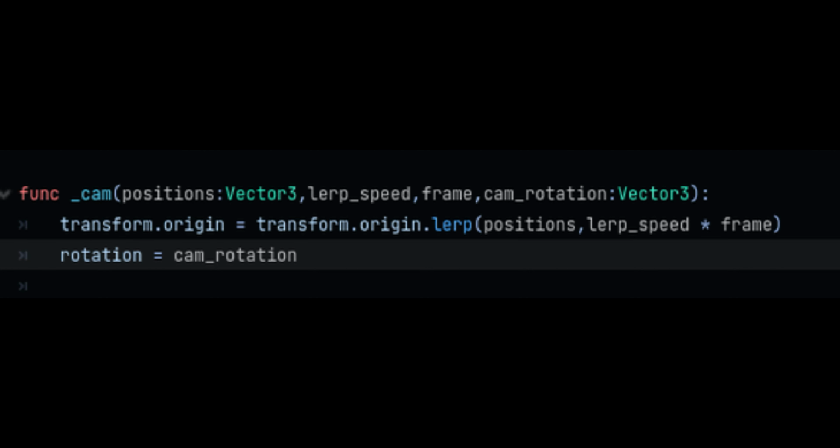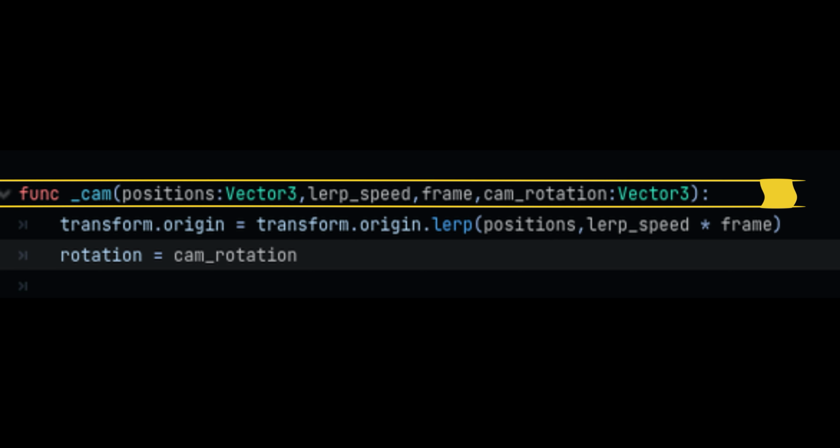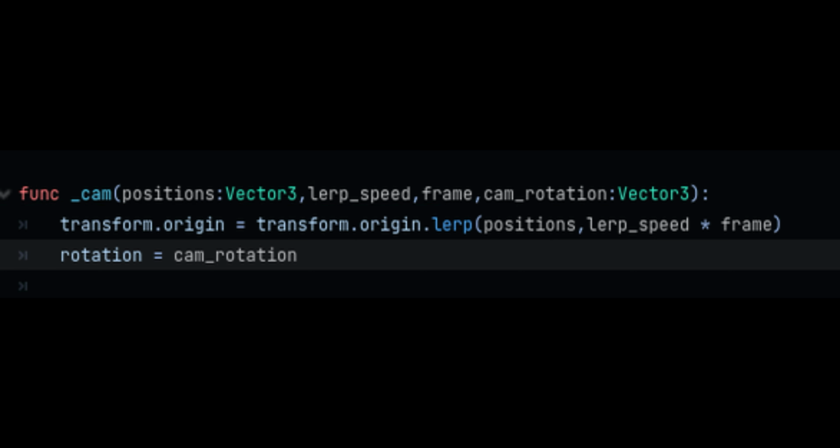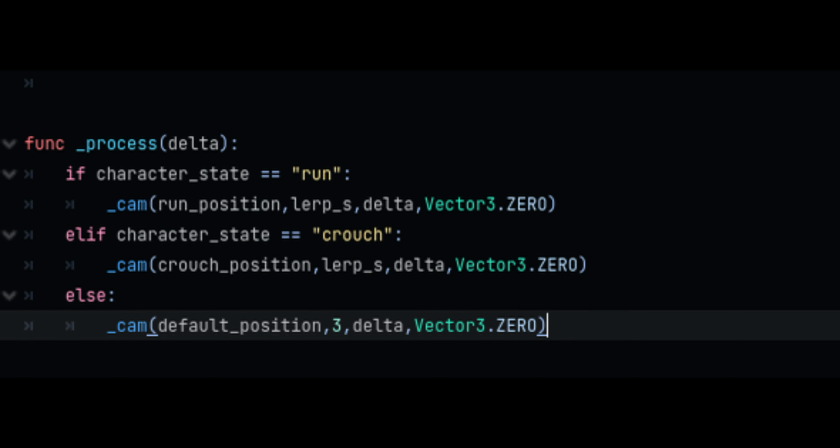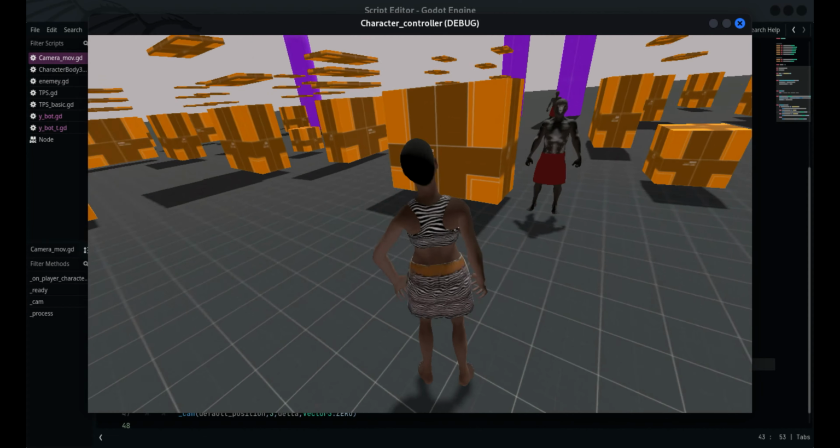Now let's create a function called cam in the script. This function takes 4 arguments: the position for the camera, the lerp speed, delta, and optionally, rotation. Under the process function, we add a condition to check if the character is in known states. If true, the camera position responds accordingly. And that concludes our implementation of camera dynamics.